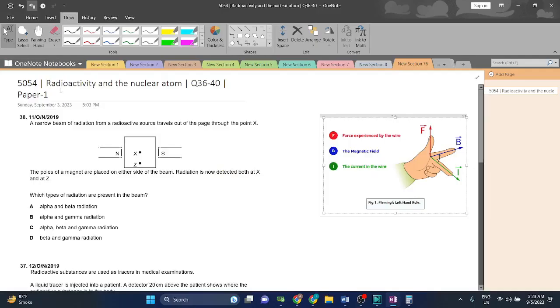Welcome back, guys. Now we're going to be doing radioactivity and the nuclear atom. Question 36 to 40, paper 15054.